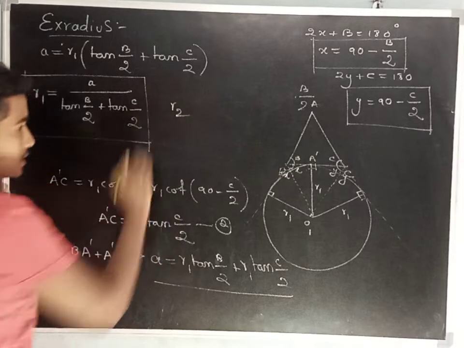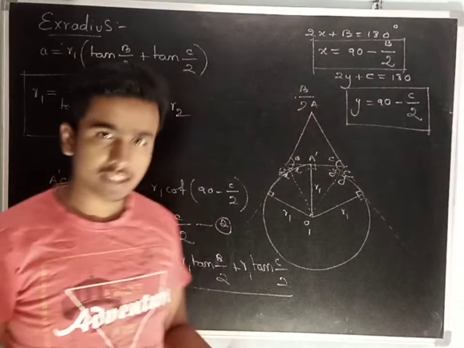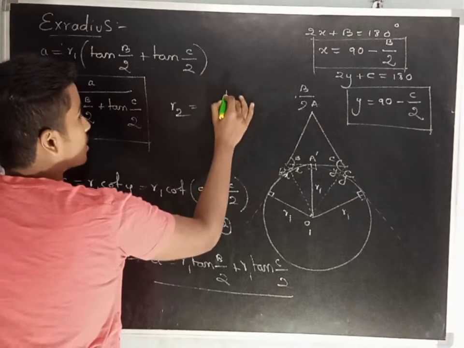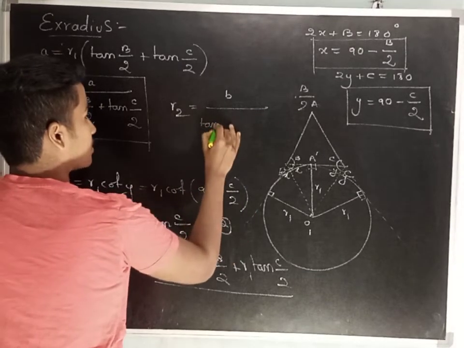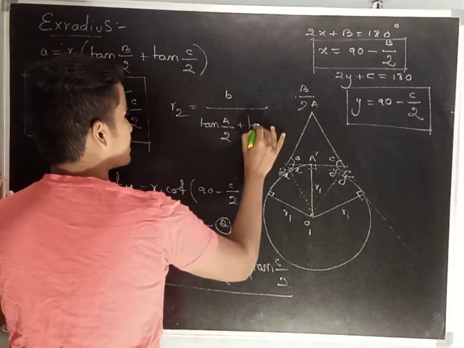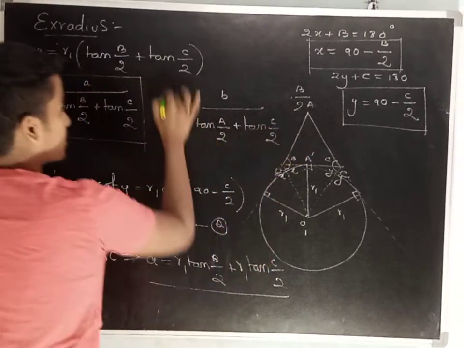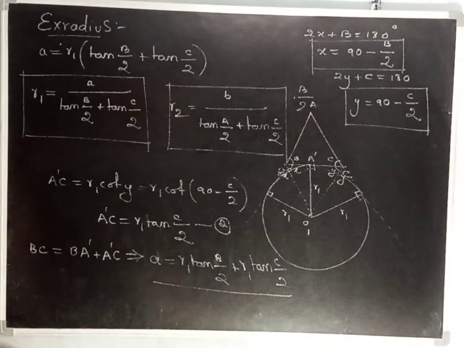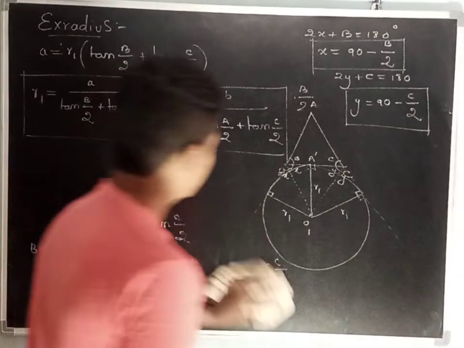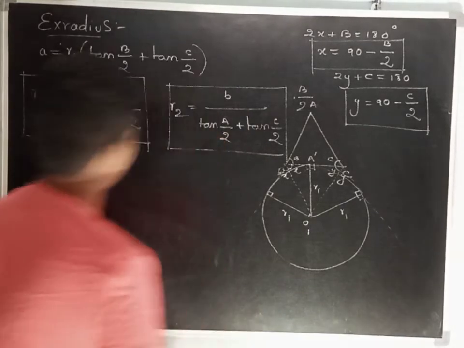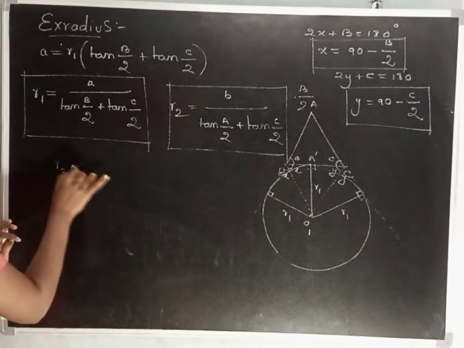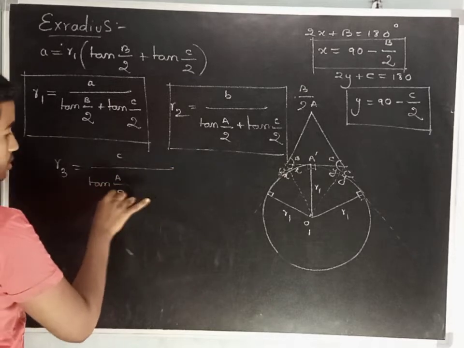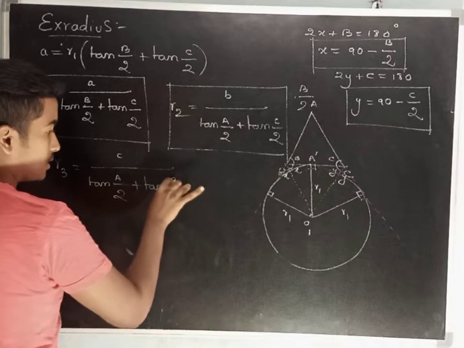Similarly, considering the second circle and the third excircle, we will get the other results as R2 is equal to B by tan A by 2 plus tan C by 2. Similarly, R3 is equal to C by tan A by 2 plus tan B by 2.